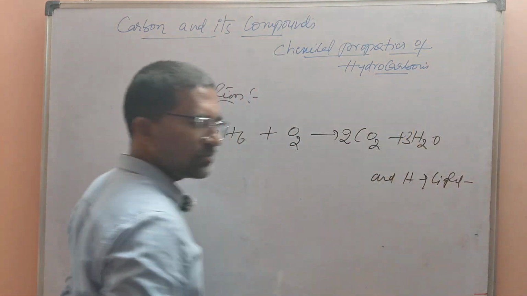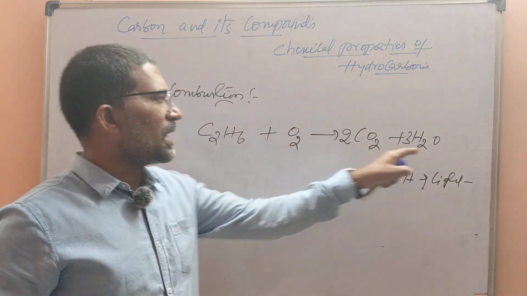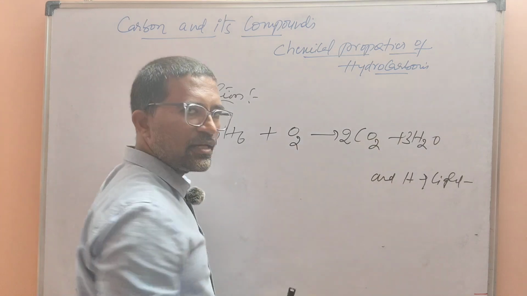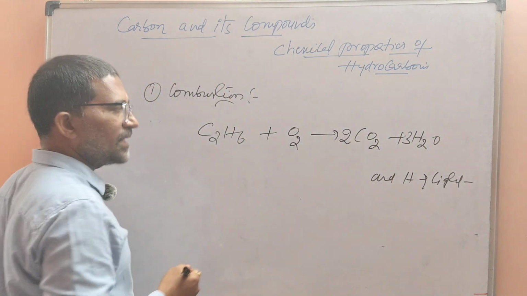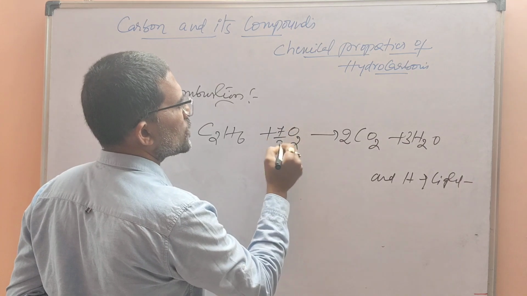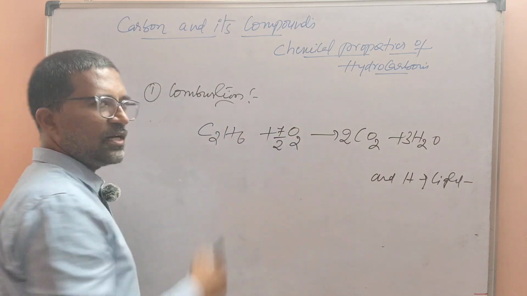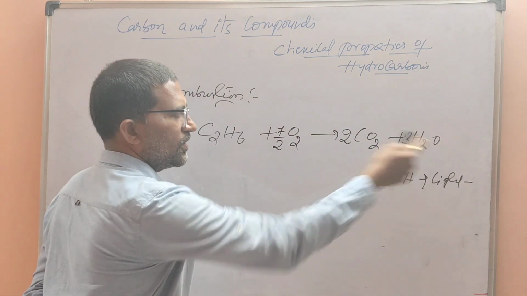I will write as 3. Is it clear? Now, how many hydrogens are there? 6 are there, balanced. When you think about oxygens, 2 into 2 is 4 plus 3. How many are there? 7. Then I have to balance these oxygens. Then I can write this one as 7 by 2. Is it clear? It will become 3.5 into 2. That is 7 oxygens. 2 into 2 is 4 plus 3, 7 oxygens.